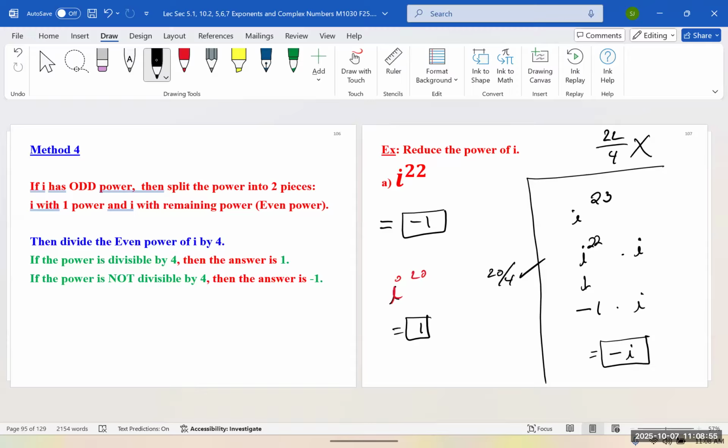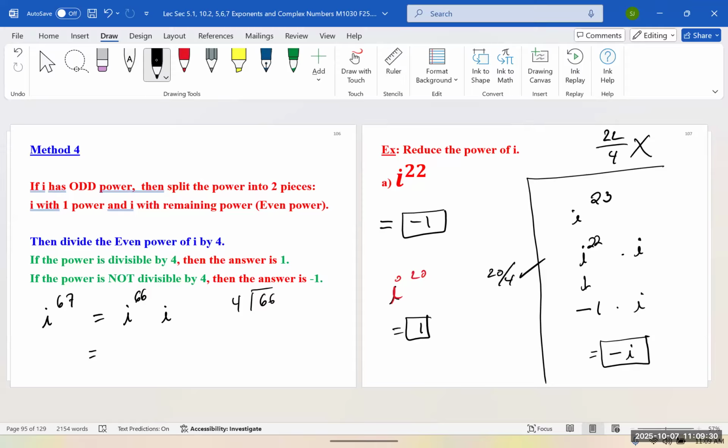I to the 67. 67, odd or even? Odd. So you're going to split into 2 pieces. What 2 pieces do you have? 66 and 1. Now, can you divide 66 by 4 evenly? No, because we can divide 60 and 64, but not 66.